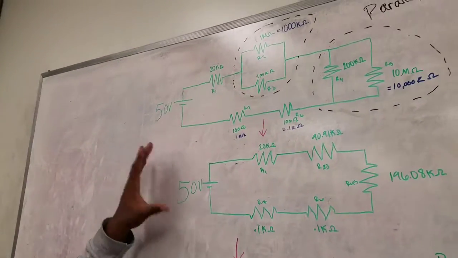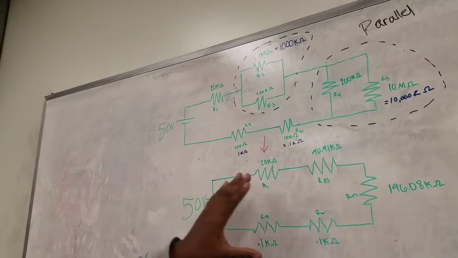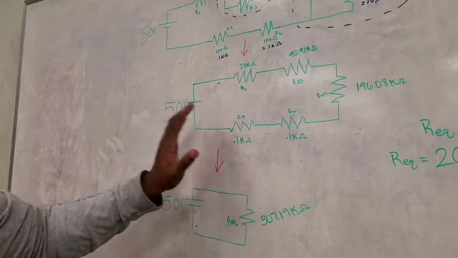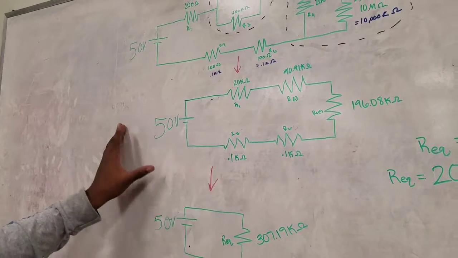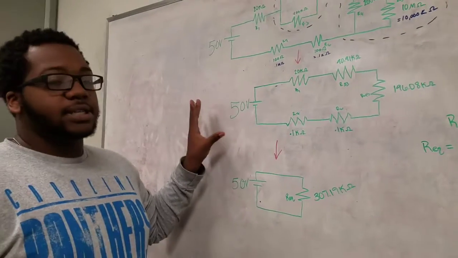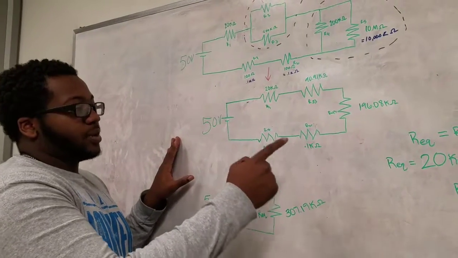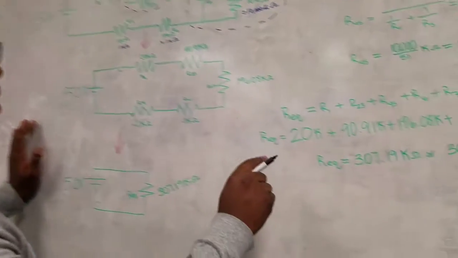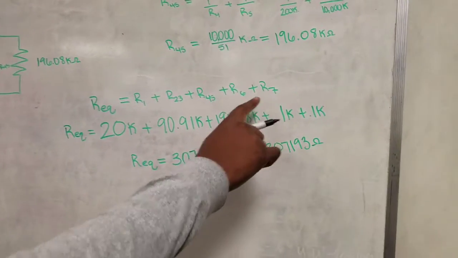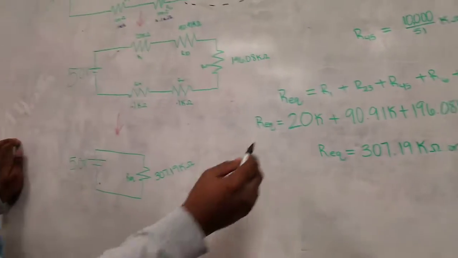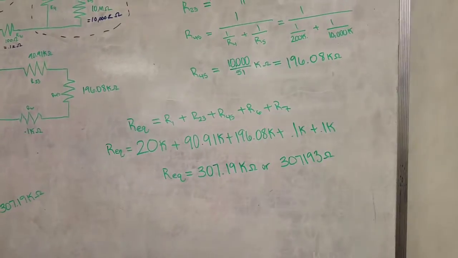Now then you put it back into the circuit, and now your newly drawn circuit looks like this. And if this reminds you of anything, this is exactly a series circuit. So in order to get the remaining total resistance, you have to add them all up in a series. And when resistors are in a series, you just add them up normally.